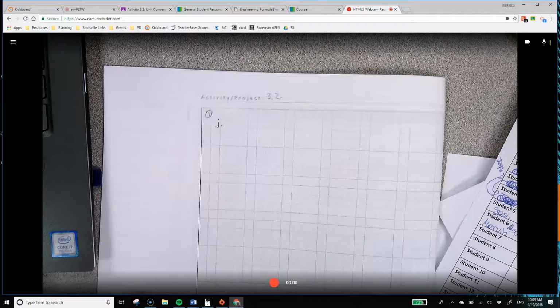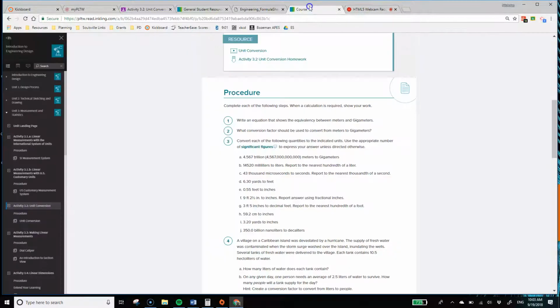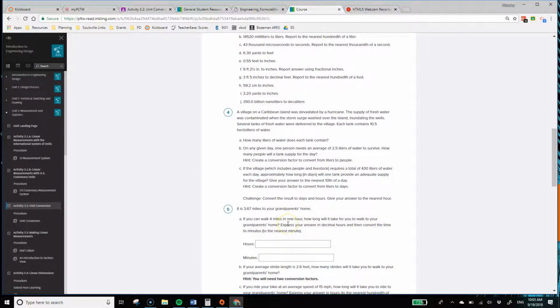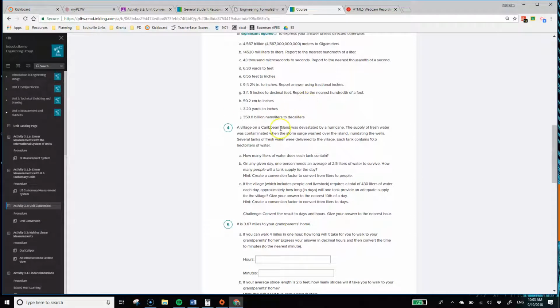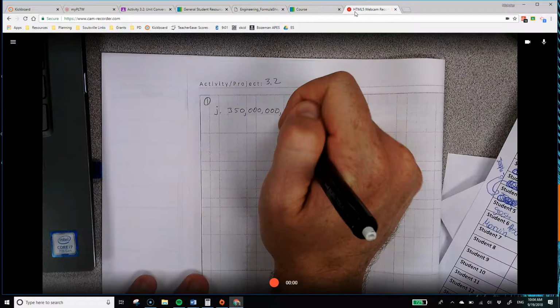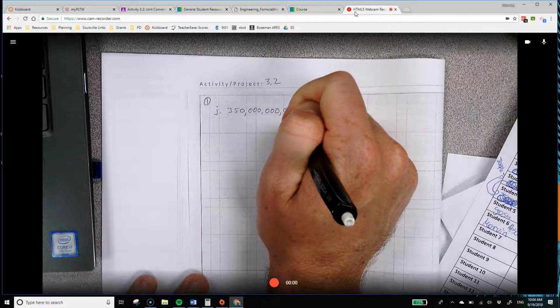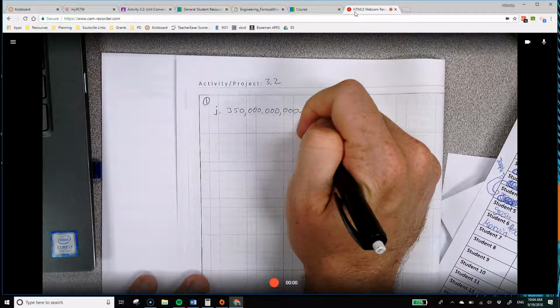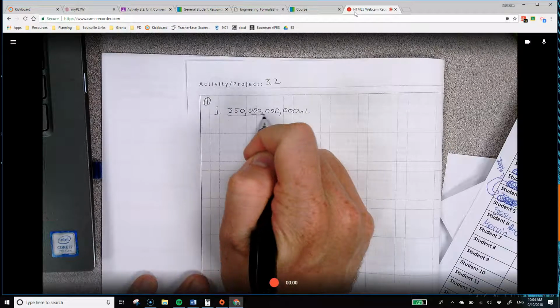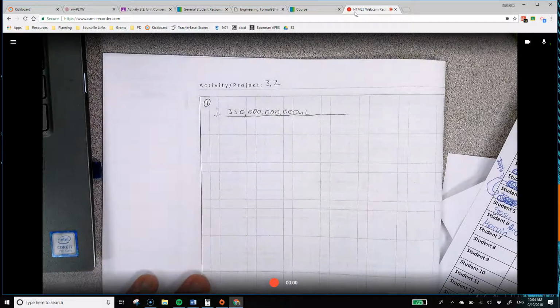All right, and J asked me to convert 350 billion nanoliters to decaliters. All right, so I start out with 350 for my billion, and then millions, thousands, hundreds. Make sure I can see this. And then nanoliters is NL.